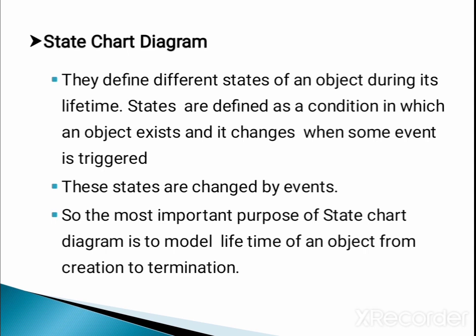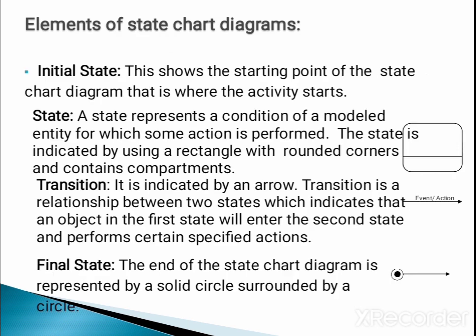State chart diagram. State chart diagram defines different states of an object. It depends as a condition. States are changed by events. Purpose is to model lifetime of object from creation to termination.